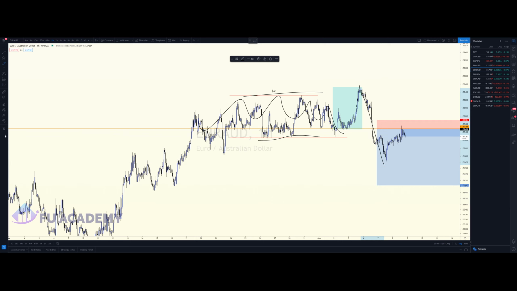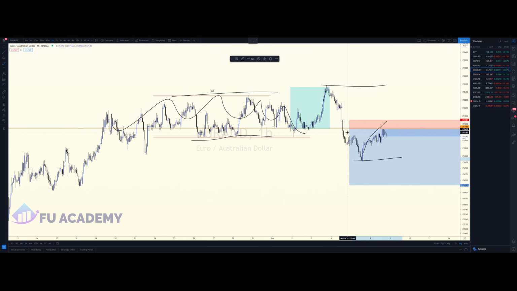Once we trend right here, what do we have? We have a pullback up to the 50% of this trade range, and you can confirm that by looking at the Fibonacci levels. We have a fill-in of a 50% imbalance right here, and at the same time, price will react right off this support. This previous support becomes very strong resistance.